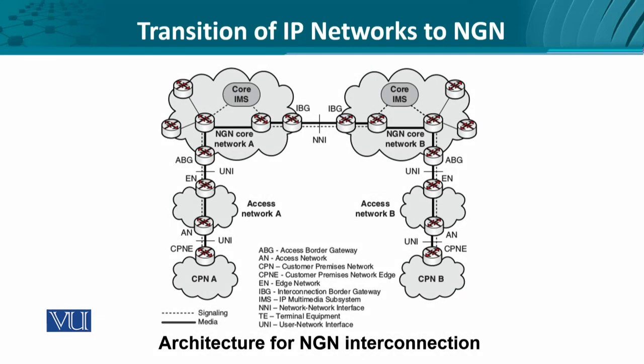Now let's look at the visual of the architecture for NGN interconnection as an IP. As we might expect, we have the customer premises, we have the edge network, and we have the core network. We are going to incorporate corresponding interfaces like user to network interface, network to network interface, and the application to network interface. So whatever we incorporate, we see that using standardized interfaces allows a smooth transition of IP networks to NGN.